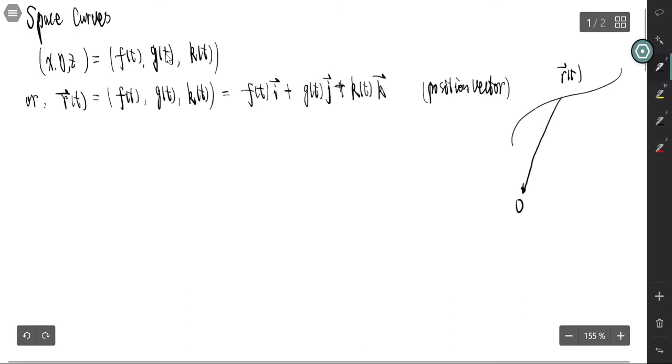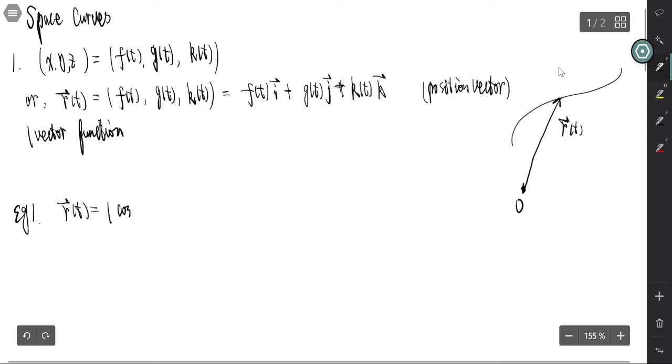And this is r(t). The vector changes from time to time. This is a vector function. For example, we can draw a graph, like if r(t) equals cosine t, sine t, and t. That means x equals cosine t, y equals sine t, and z equals t.